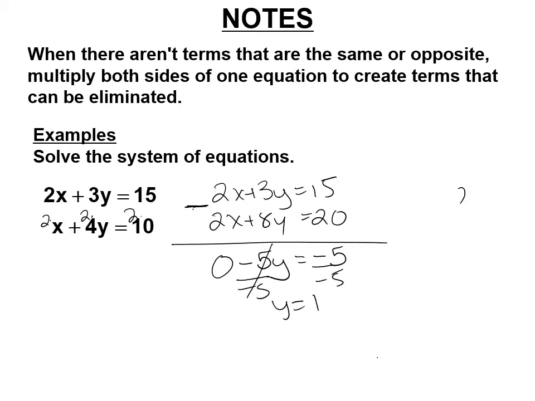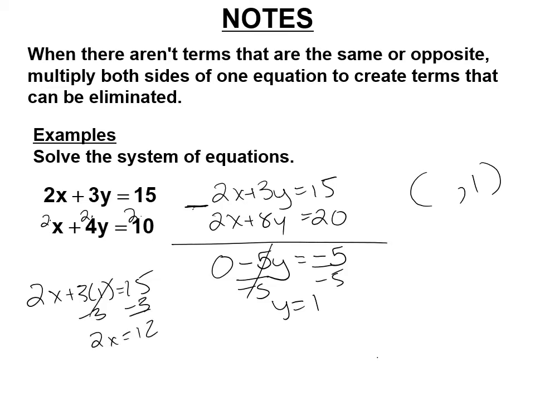So where these lines intersect is at a y coordinate of 1. I can put that 1 into either one. I'm going to put it in the top. I'm going to subtract 3 from both sides. 2x equals 12, and x equals 6. So they intersect at (6, 1). Right. Let's try another one.